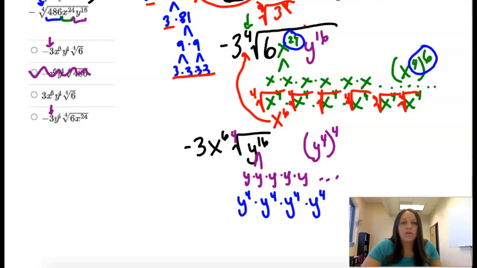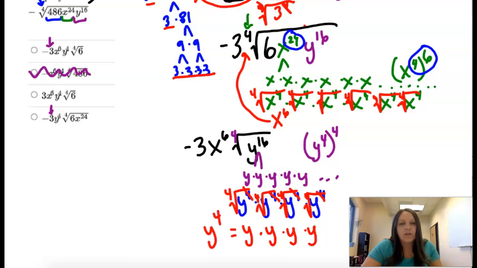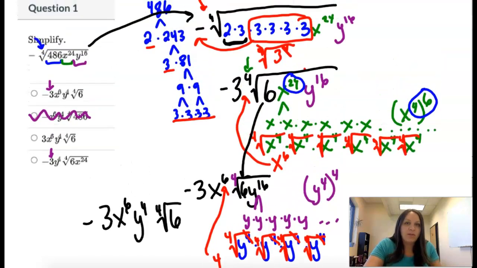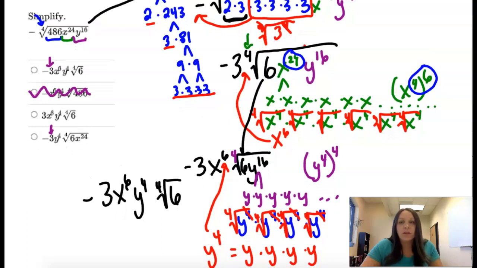So when I take the 4th root of all of those, I'm left with 4 y's, which is equal to y to the 4. So that comes out here. So I have -3 x to the 6th, y to the 4th. And then I still have my root, I forgot to write the 6 down here, with the 6 inside of it. That 2 and the 3 in the beginning are still stuck inside the root. So let's see. -3 x to the 6, y to the 4th, fourth root of 6. So it would be this one.